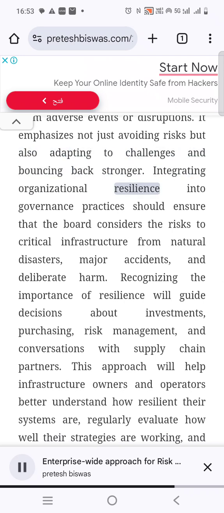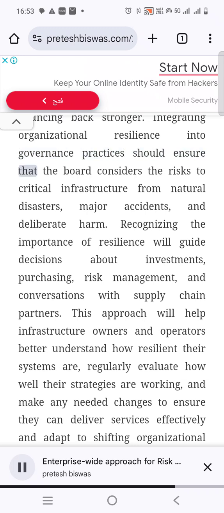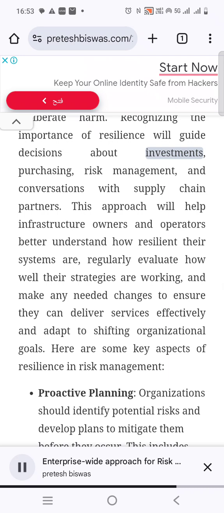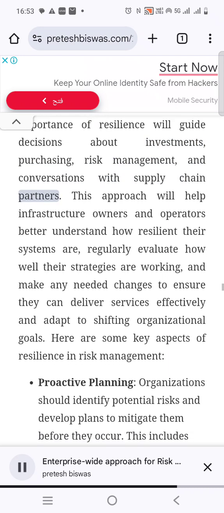Integrating organizational resilience into governance practices should ensure that the board considers the risks to critical infrastructure from natural disasters, major accidents, and deliberate harm. Recognizing the importance of resilience will guide decisions about investments, purchasing, risk management, and conversations with supply chain partners.